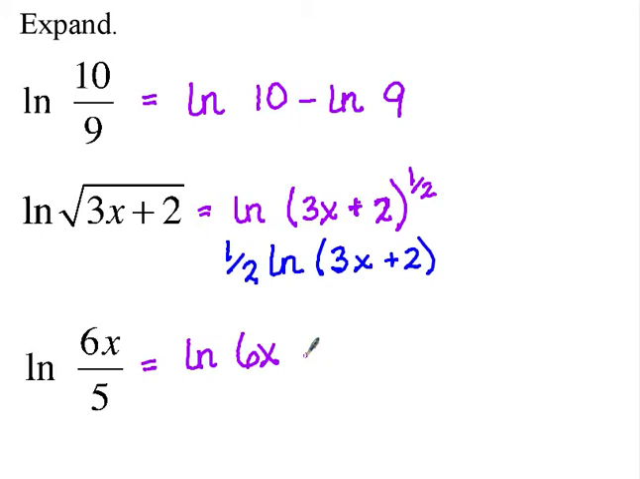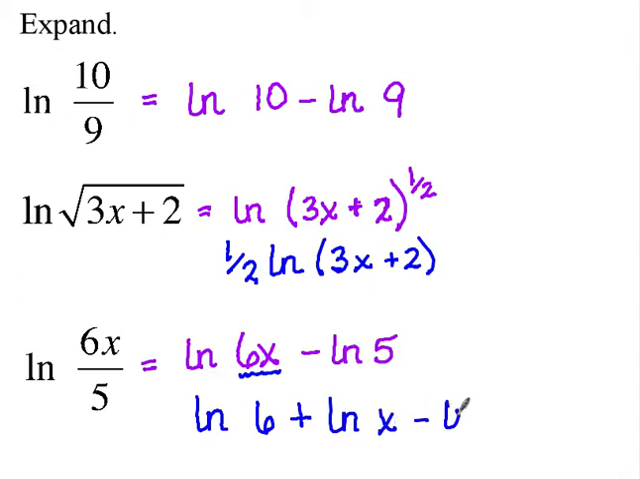How many of you had this as your final answer? That's half correct, not fully correct. I had ln 6 because you can actually split up the 6x. So really this should be ln of 6 plus ln of x minus ln of 5. You needed to make sure that you went ahead and broke down the 6x as well.